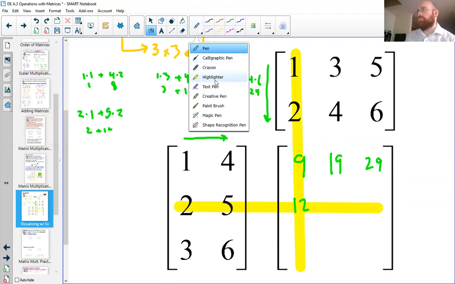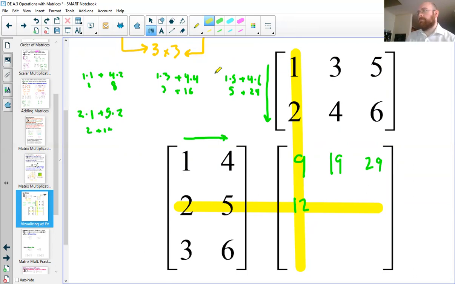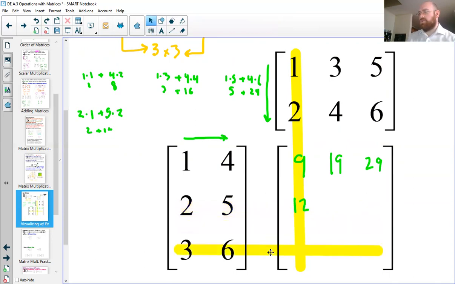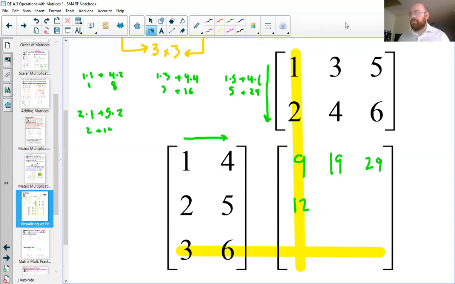I want to point out a couple more patterns to help make them more apparent. I'm going to slide down to the third row for a moment. I know that goes against the idea of filling in row by row, but I want to illustrate an important point. So now we have 3 times 1 plus 6 times 2. So that's 3 plus 12. So in our bottom left corner, we have 15.